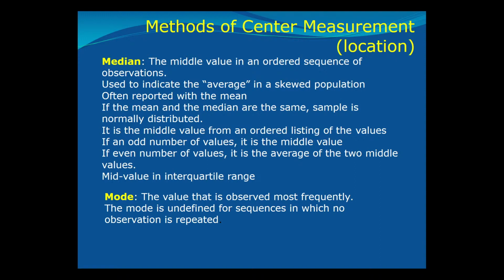The third central tendency value is the mode. Mode is the value that is observed most frequently. The mode is undefined for sequences in which no observation is repeated.